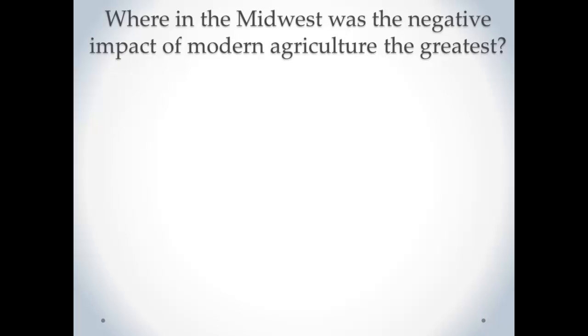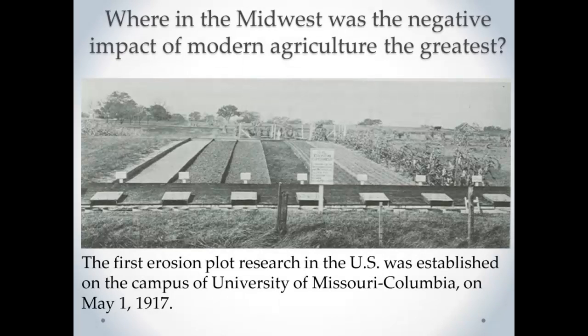Where in the Midwest has the negative impact of modern agriculture been the greatest? Well, it's no surprise that right here in Columbia, Missouri, where we are located, is the first erosion plot research in the U.S., established about 100 years ago. This area of the country and the soils on the landscape are very vulnerable to erosion, and early settlers saw that this was a problem. And so when agricultural research started, this is one of the areas that was focused on.